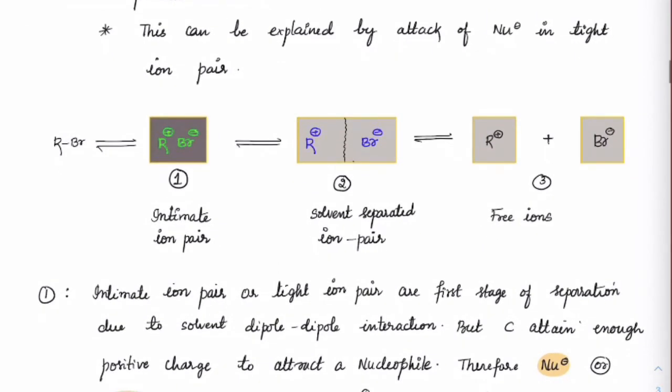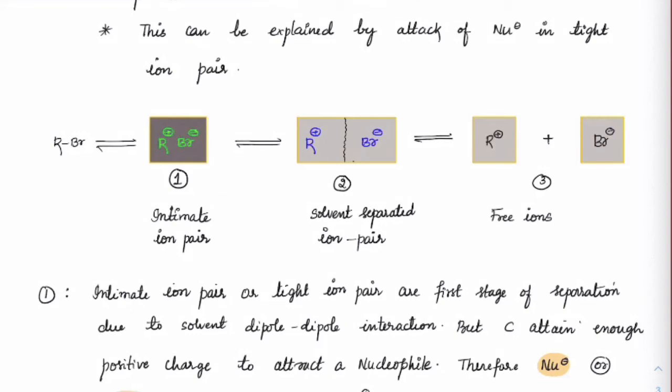Is this clear, guys? So let me rephrase. The initial covalent molecule becomes a tight ion pair or intimate ion pair, leading to a solvent separated ion pair, and finally becoming free ions. This is the stage of carbocation formation.